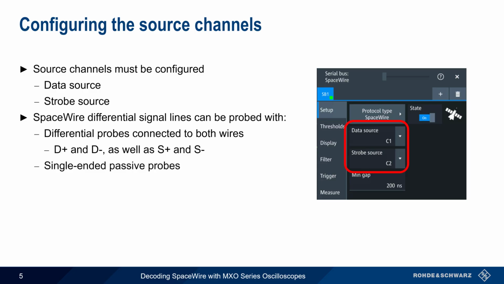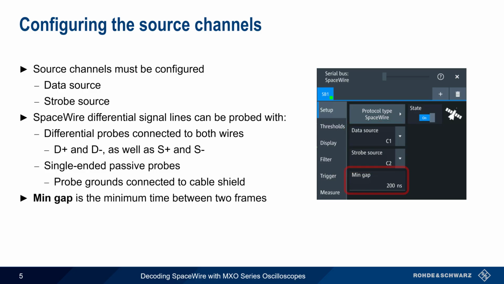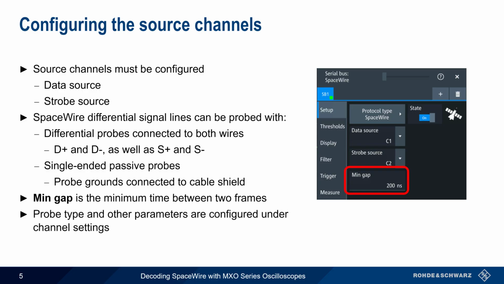In some cases, single-ended passive probes can also be used by connecting the probe tip to either positive or negative, and the probe ground to the cable shield. One other parameter is the minimum gap, which is the minimum time between two packets. Other channel or probe settings, such as probe type and parameters, are chosen and configured through the standard MXO channel configuration menus.